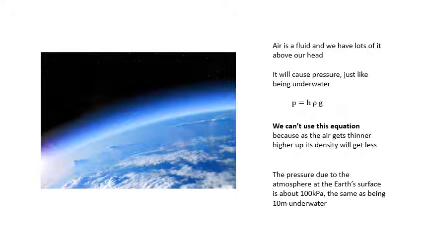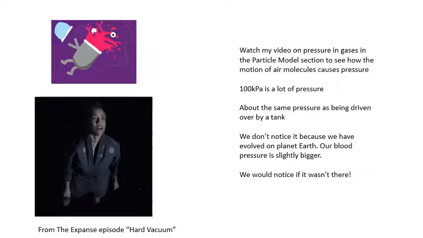At the surface of the Earth, it's about 1.2 kilograms per meter cubed. But then the higher up you go, that density will get less and less exponentially. Nevertheless, the pressure due to the Earth's atmosphere at the Earth's surface is about 100 kilopascal, which is about the same as being 10 meters underwater. Is 100 kilopascal a lot of pressure? So 100 kilopascals is a lot of pressure.